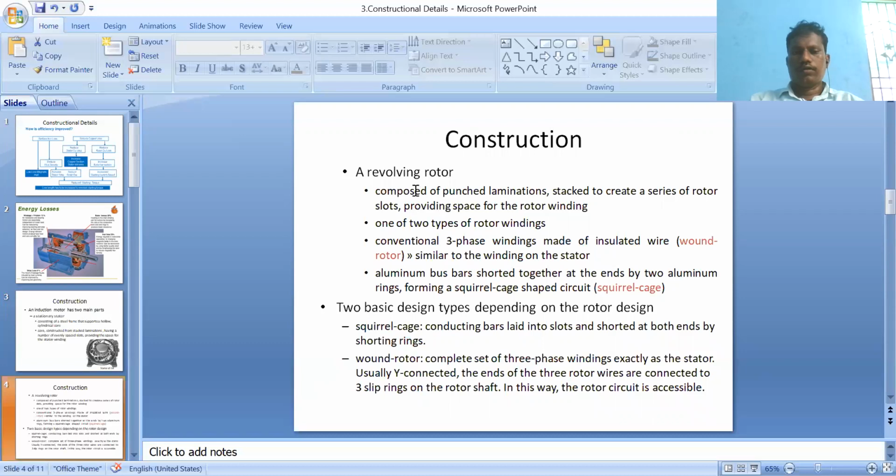And the rotor. There are two types of rotor, depending upon the rotor construction: the squirrel cage and slip ring induction motor. The rotor is a rotating part, and the stator is a stationary part. The stator consists of the stator winding. By giving supply to the stator windings, they produce a rotating magnetic field, which links with the rotor magnetic field.